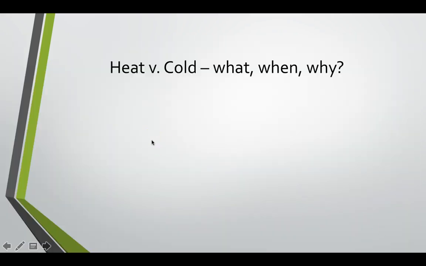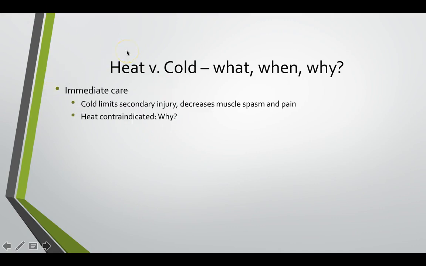Okay, so heat versus cold. What, when, and why? So in immediate care, cold is going to limit secondary injury, thus going to also decrease muscle spasms and pain. Okay, heat is 100% contraindicated during the immediate care. Why? Well, should be obvious, right? If we increase the cell metabolism, we're going to promote secondary metabolic injury, and we don't want that in the immediate care. We don't want to add injury to our already injured tissue.